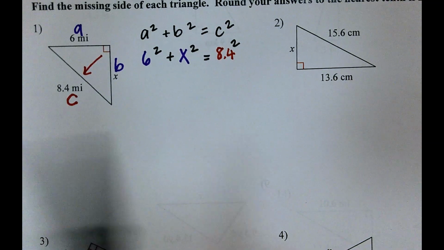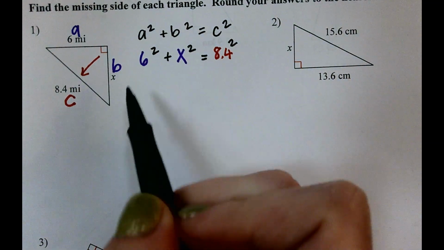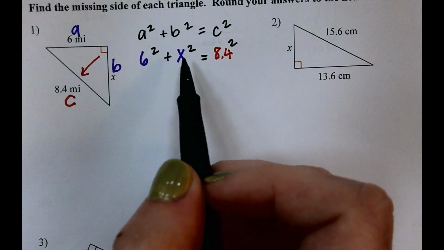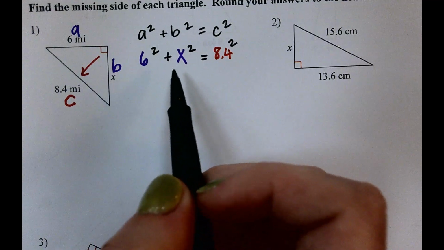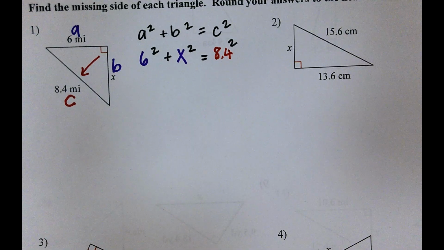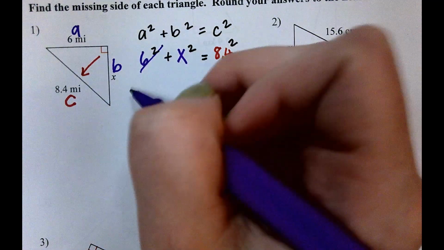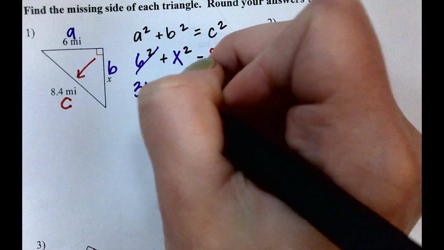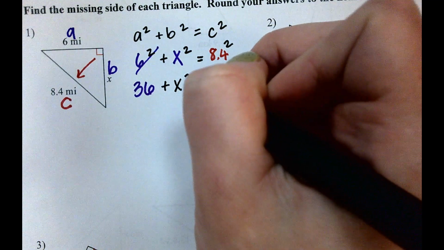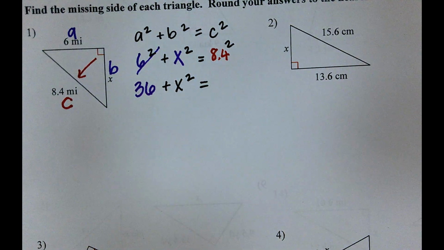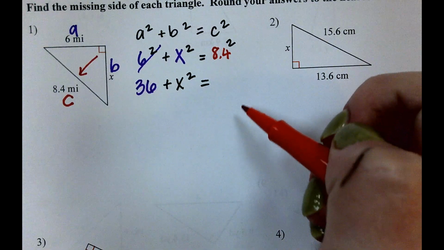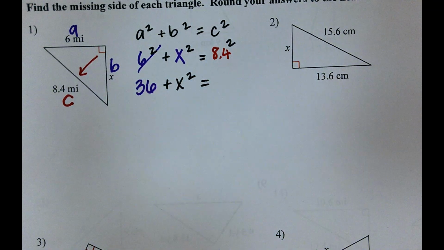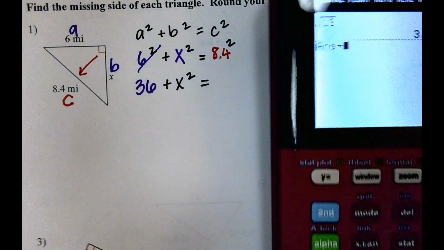So going through the same process, we need to square everything. Are we going to be able to square root x? We can't yet. Eventually, after. So we'll start with 6 squared. What does that give me? 36. Can't do x squared yet, so we'll just bring it down. Plus x squared equals, now what's 8.4 squared?